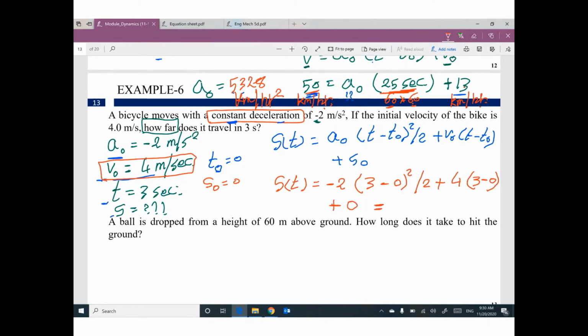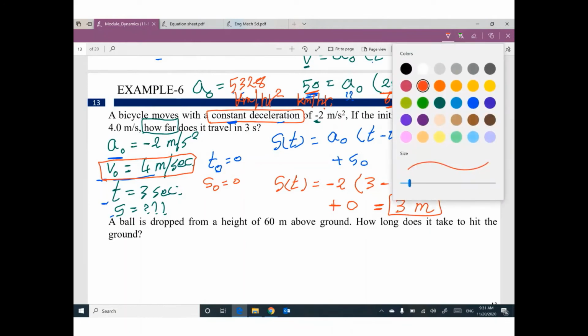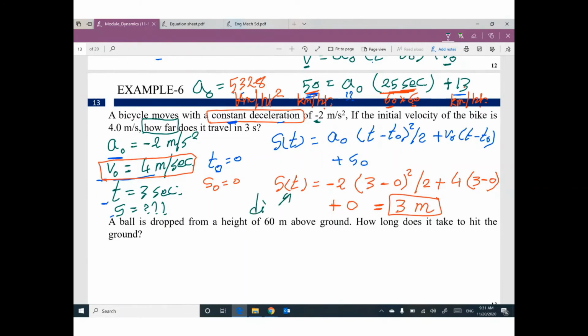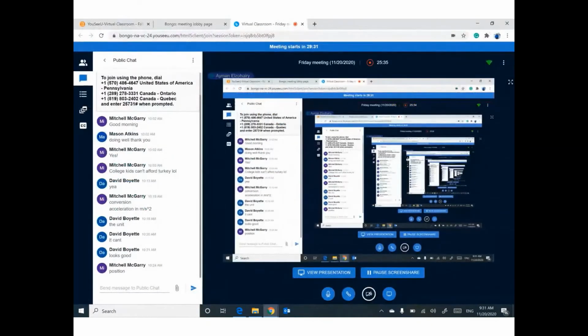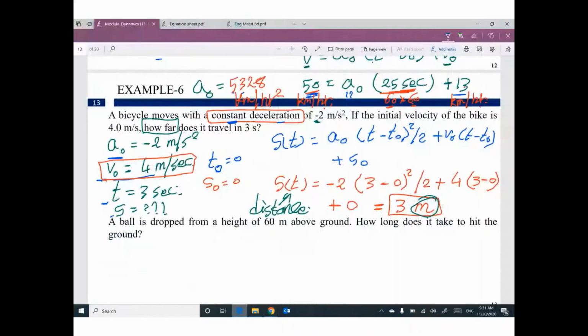So we have an equation with numbers. Go ahead and get your final number. Minus 2 times 3 squared divided by 2, plus 12. This number equals 3 meter. Why meter? Because you are talking about distance. You are talking about position. So S means distance. So we are using the unit for distance, which is meter. Easy? Looks good. You need only to read your problem carefully.